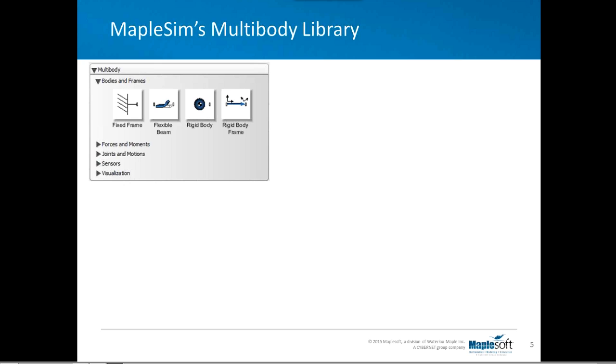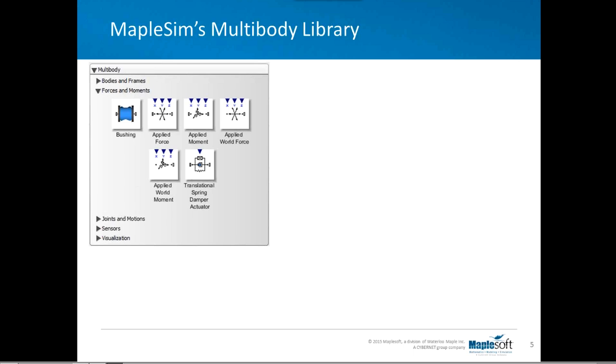So the bodies and frames include the fixed frame in space, and a flexible beam component for incorporating flexibility in the model. The rigid body component encompasses the mass, inertia tensors, initial conditions, everything that you would need to specify a rigid body in the system. The rigid body frames are connected to the rigid body and provide basically the points of interaction for a rigid body with the other rigid bodies.